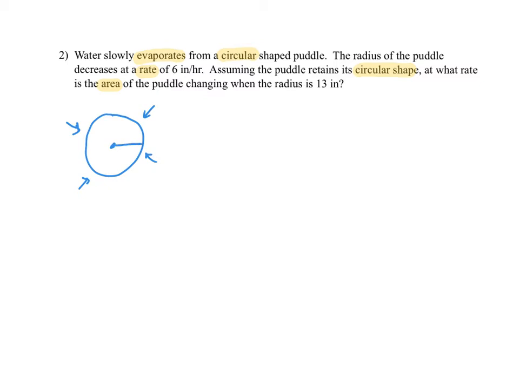Okay, now as that circle changes, its radius changes, and so does its area, which is the stuff inside that circle. So we know that the radius is decreasing at a rate of 6 inches per hour. They're telling us the rate of change of the radius, so that's dr dt, that's the derivative. It's decreasing, so that's negative 6 inches per hour.